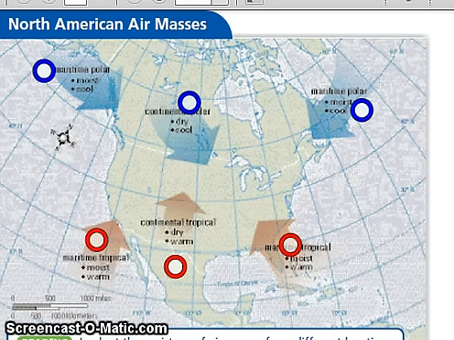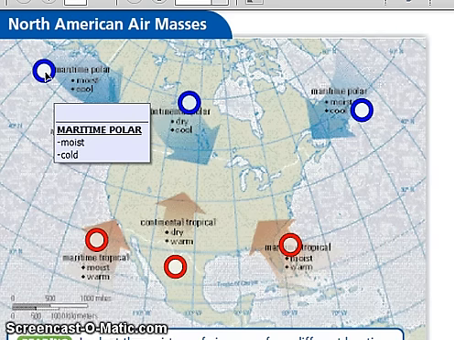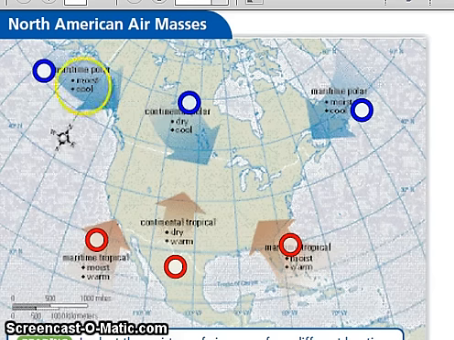And you'll notice in the picture that we have maritime polar in the northern part of the United States. And that means that this is air that is moist because it's coming from the Pacific Ocean, and it's cold because it's coming from the North Pole.